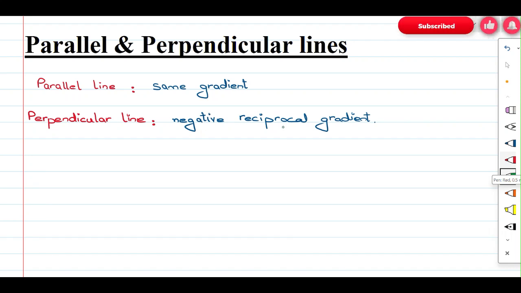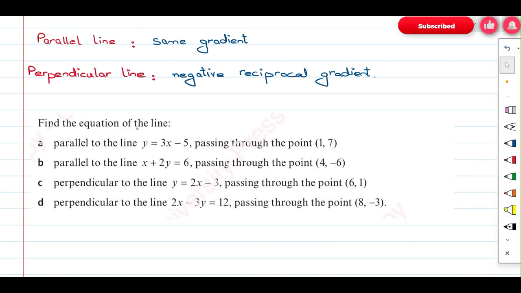Right. Now let me do some examples to give you more understanding of how we figure out the parallel lines and the perpendicular lines, and how we change their gradients. For example, find the equation of the line, part A, parallel to the line, passing through the point. Okay, so I'm going to start with part A. We need to figure out the equation of a line which is parallel to this line, and it passes through the point (1, 7).